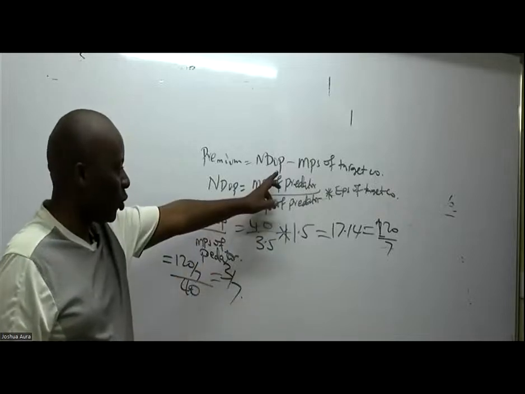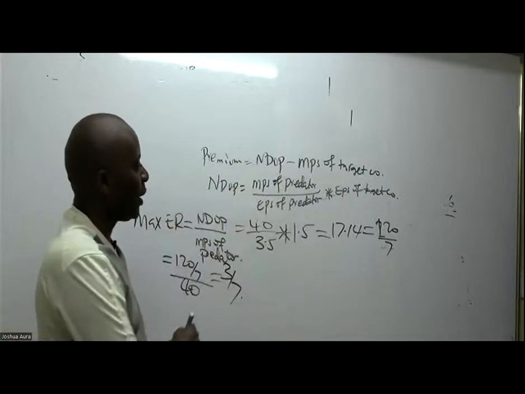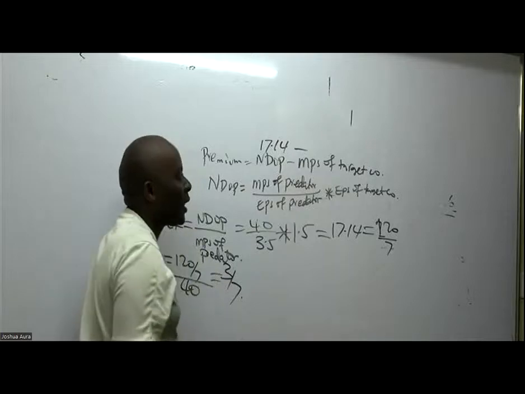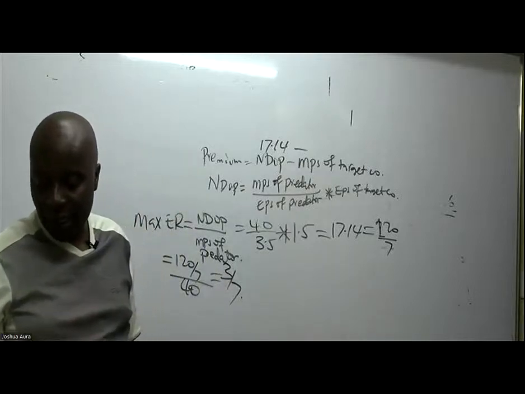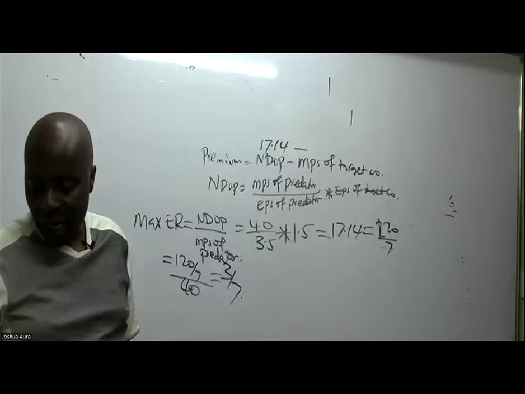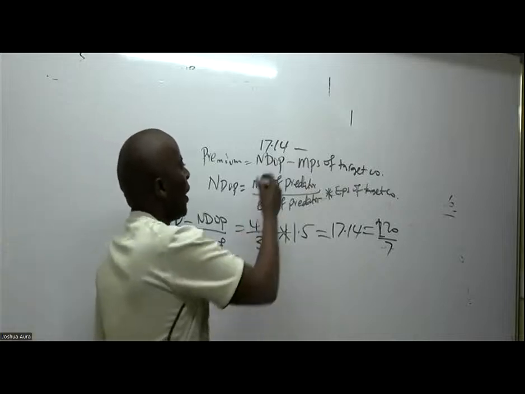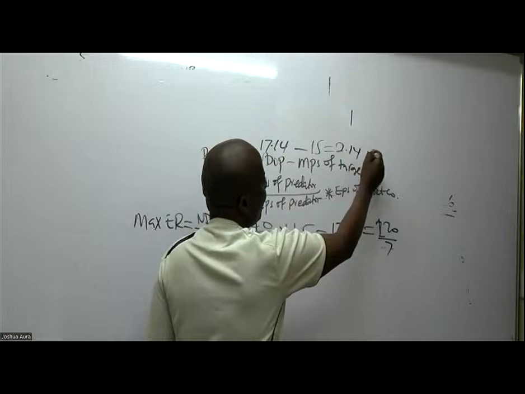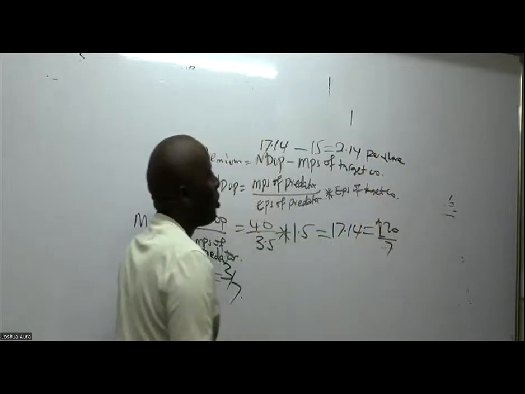This is what we wanted to do. We wanted to get premium, which is in DOP, which is 17.14 minus MPS of the targeted company. MPS of the targeted company, I can see it is there, 15. So this gives me 2.14. But remember, this is per share. How about the total?